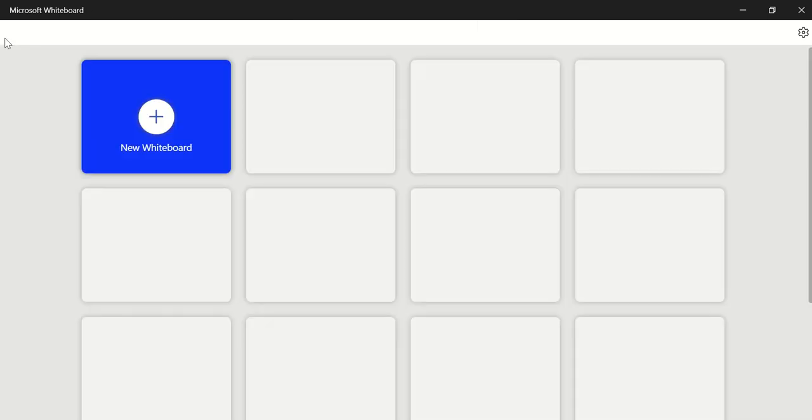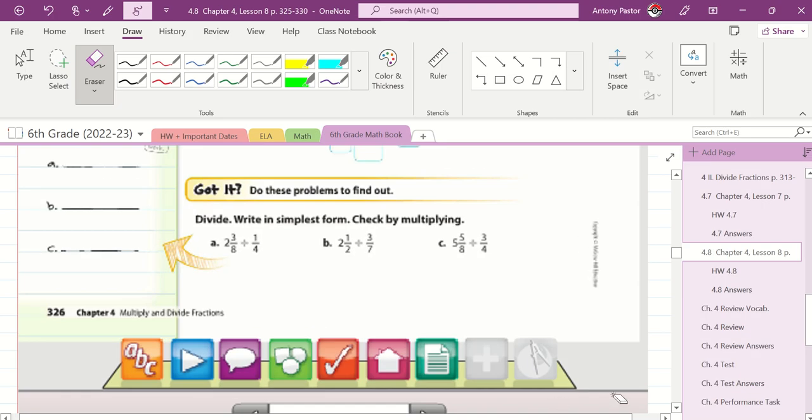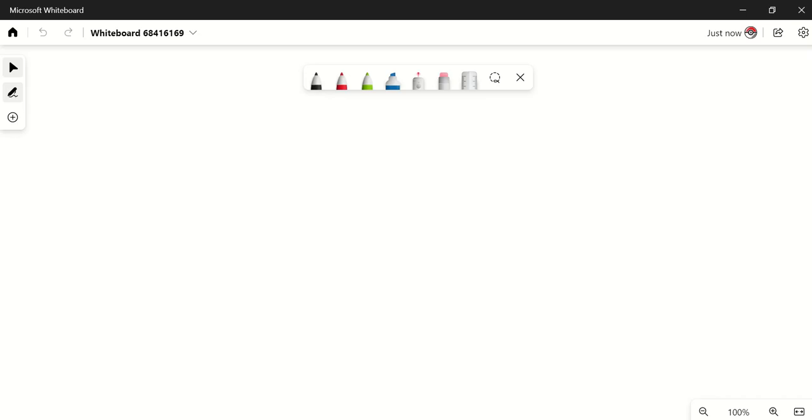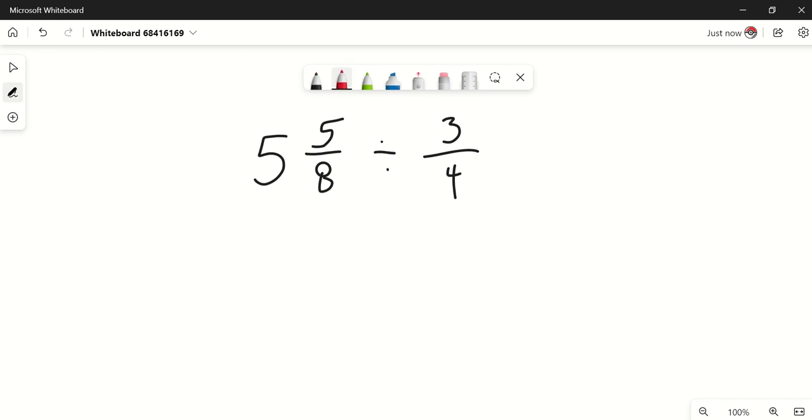And we are on the last example. 5 and 5/8 divided by 3/4. And I'm going to double check that I wrote this correctly. 5 and 5/8 divided by 3/4. This will convert. 5 times 8 will be 40, plus the 5 will be 45. And we bring down 45 over 8.